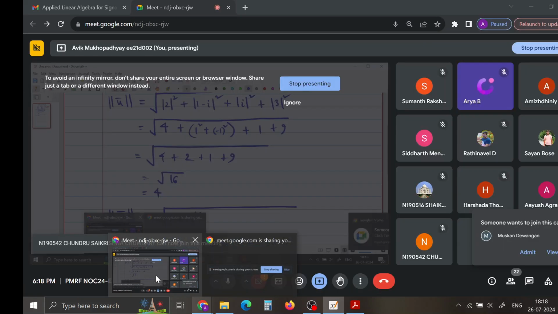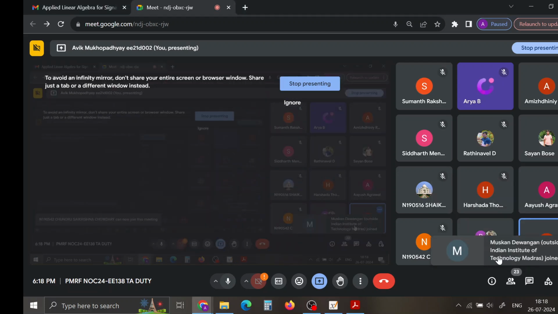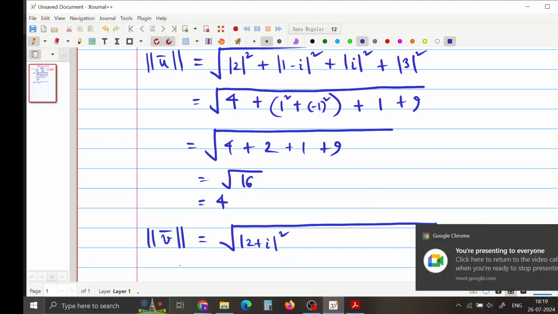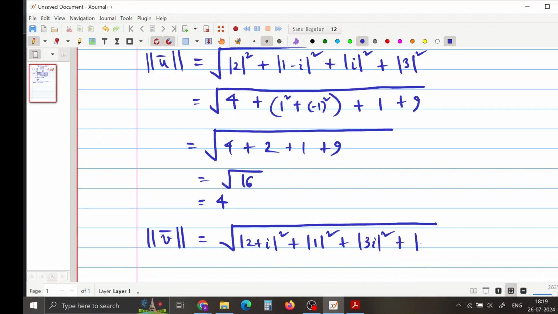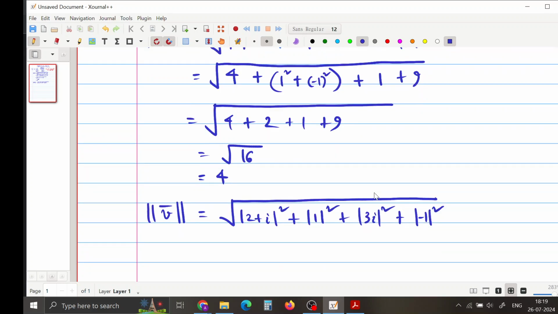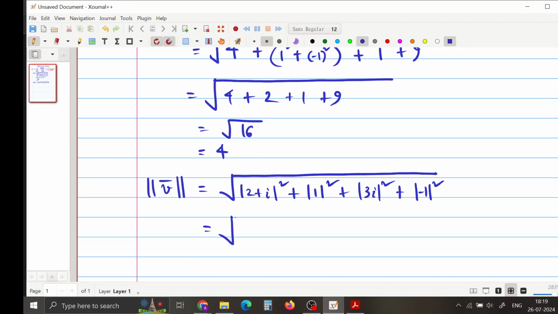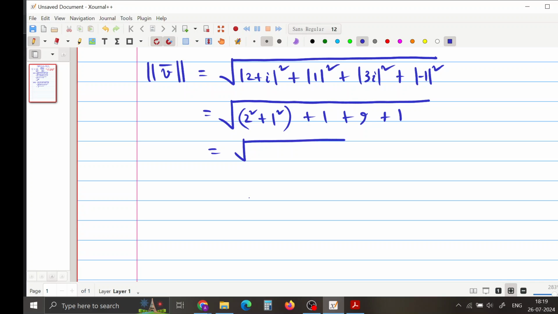Lot of people are joining, which is good. And the second term is mod 1 squared plus mod 3i squared plus mod minus 1 squared. It's written down on the same logic. For the first term, you have to take the square of the real and imaginary parts separately, and the rest of the things are straightforward. So if you evaluate this, it should be 5 plus 1 plus 9 plus 1, which is again the square root of 16, and which is again plus 4. Again, we are not considering the negative value because norm is non-negative.